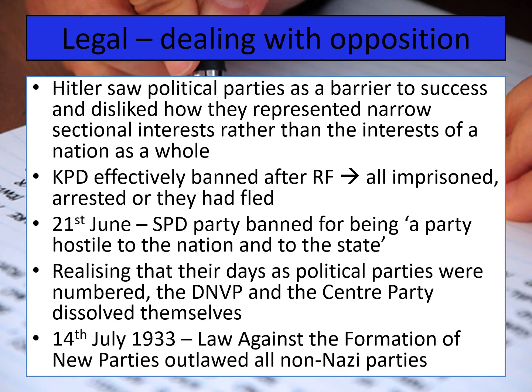We've now thought about 2 different laws that were passed that allowed Hitler to legally establish this dictatorship. We're now going to think about how he dealt with opposition legally, using those laws to his advantage. Now, Hitler generally disliked political parties because he saw them as a barrier to success, and he disliked how they represented small groups of people.